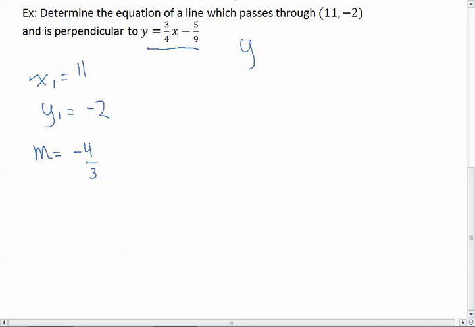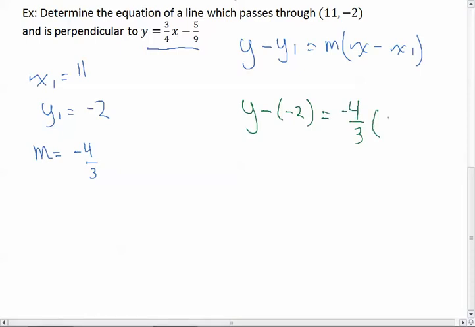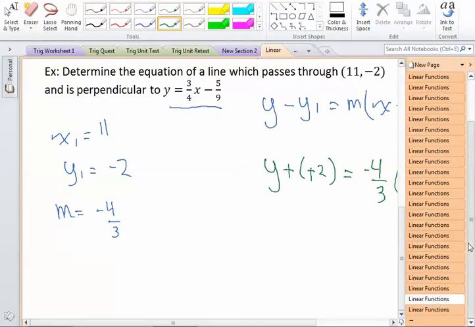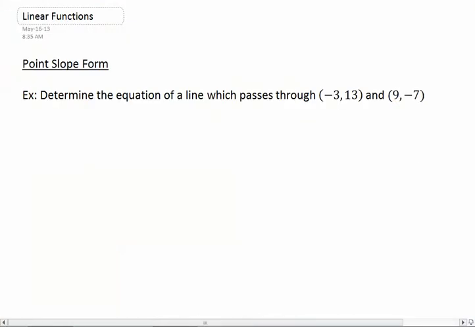Beautiful. So now we're going to plug it right into our equation. y minus y1 is equal to the slope times x minus x1. I'll pause here and give you a 30-second head start. So let's see what we get. I'm going to get y subtract negative 2 is equal to negative 4 over 3 times x minus 11. And I just want to clean this up so I can also have this as y plus 2. So if you went directly to y plus 2, all the better. Okay, any questions with that example? Is that looking okay?